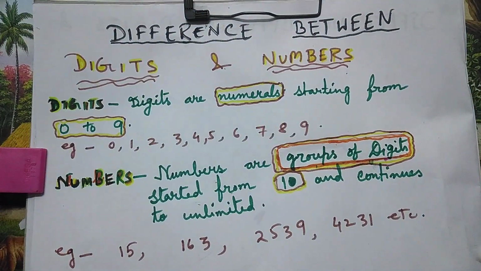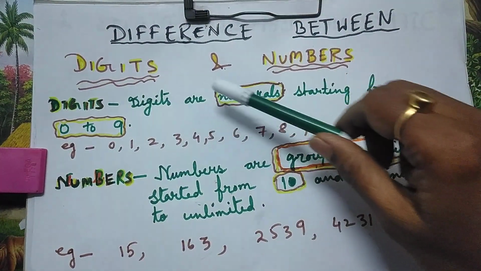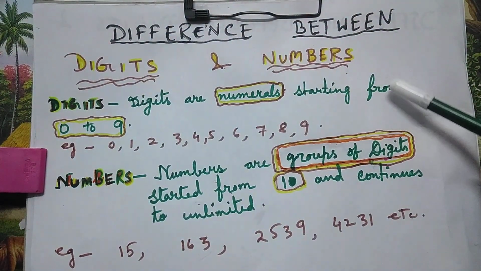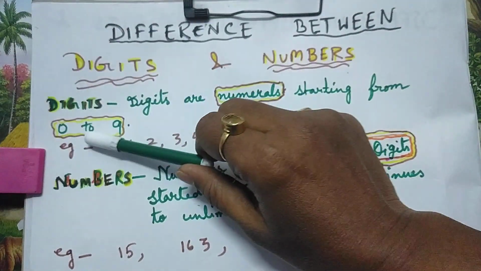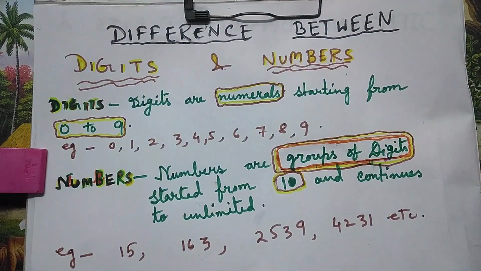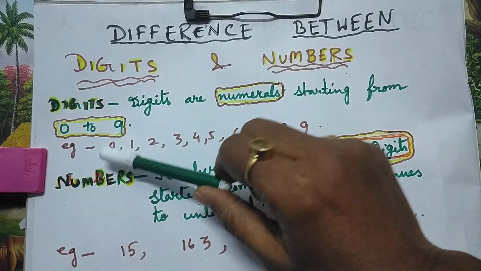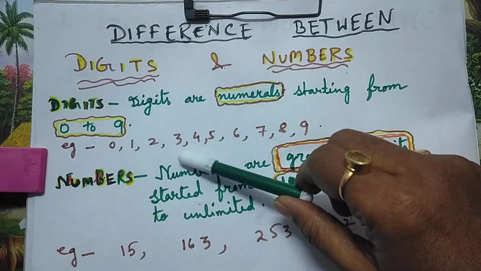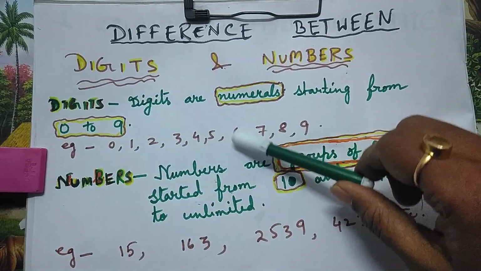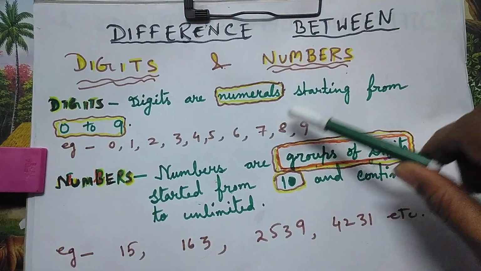What are digits? Digits are numerals starting from 0 to 9. Examples: 0, 1, 2, 3, 4, 5, 6, 7, 8 and 9.